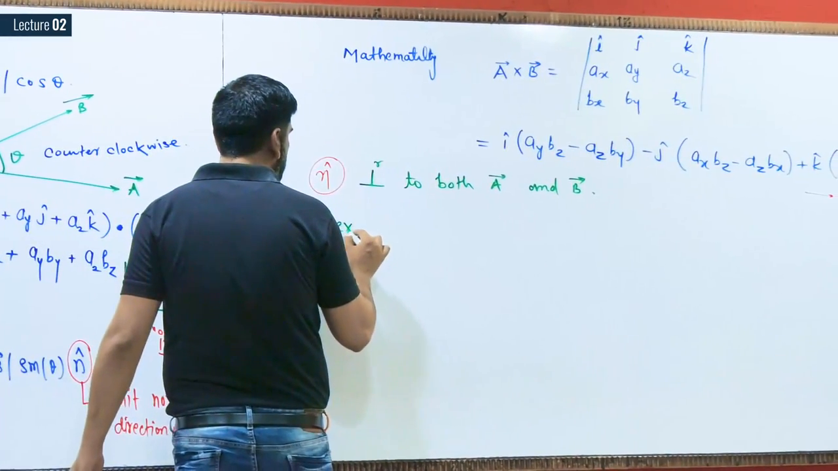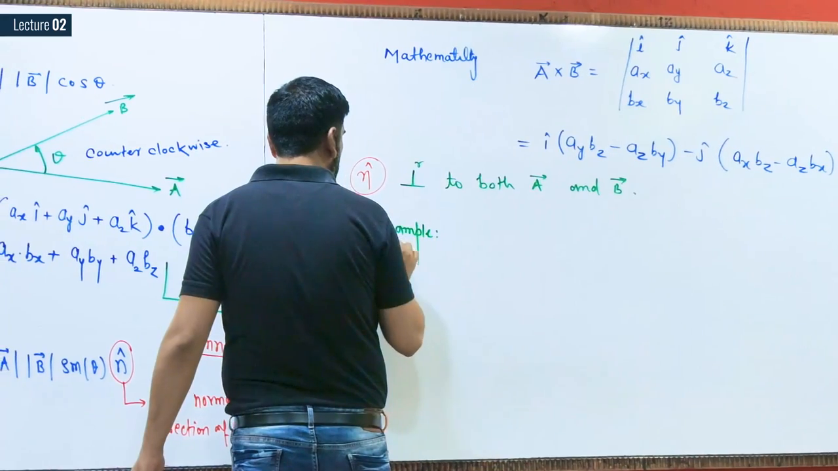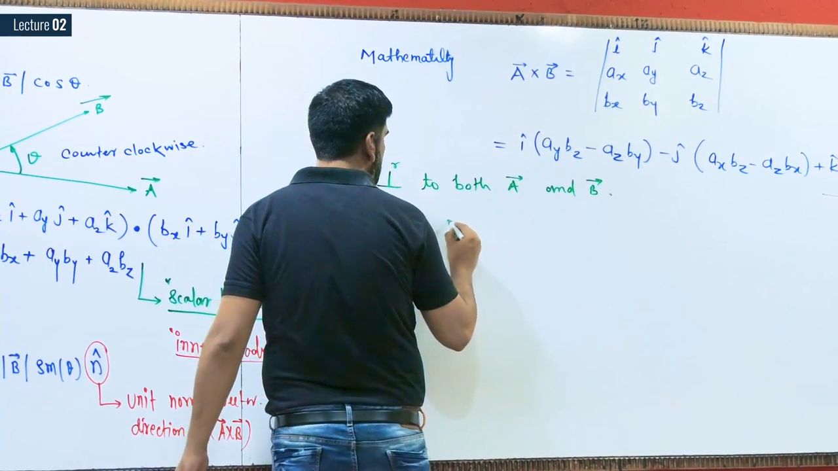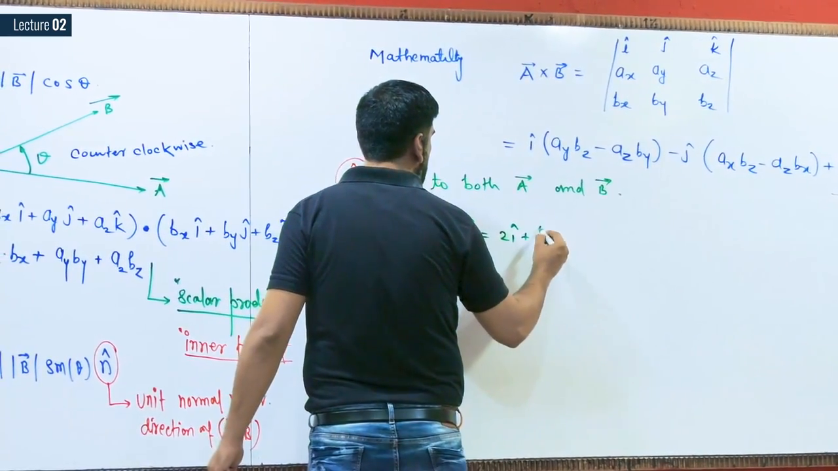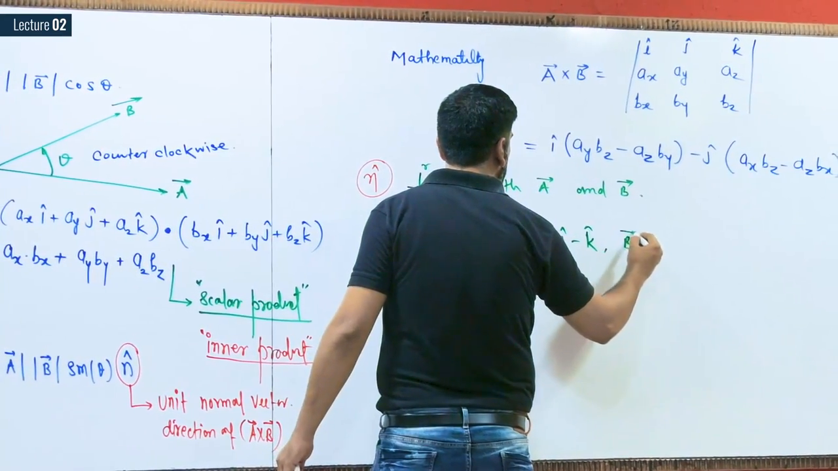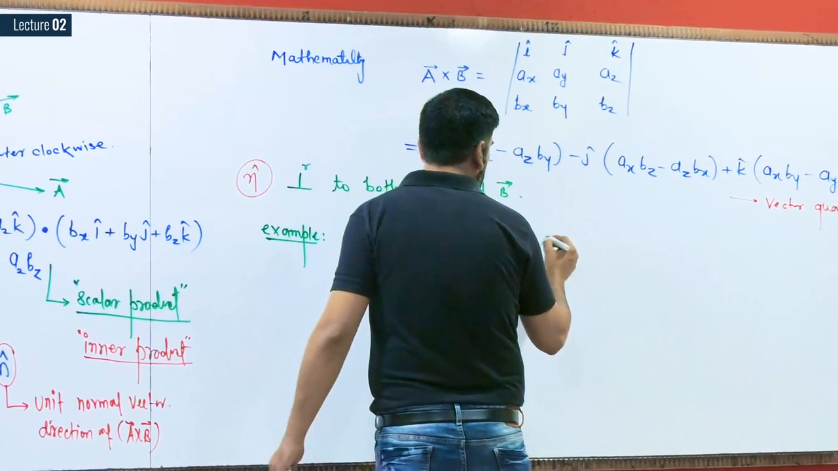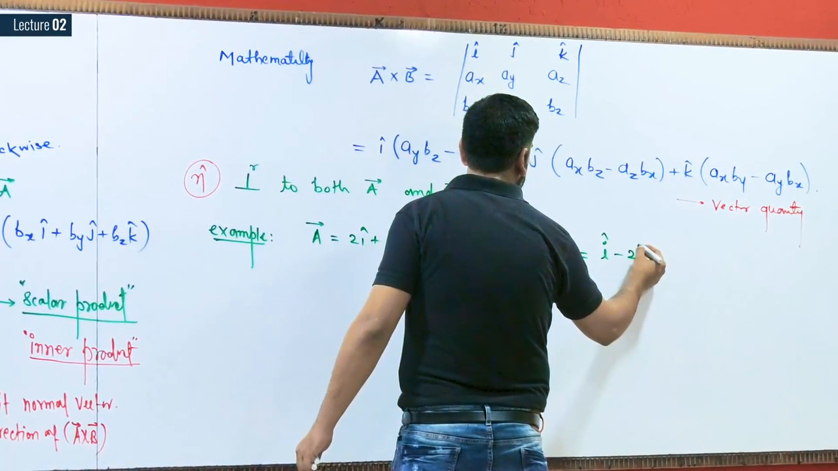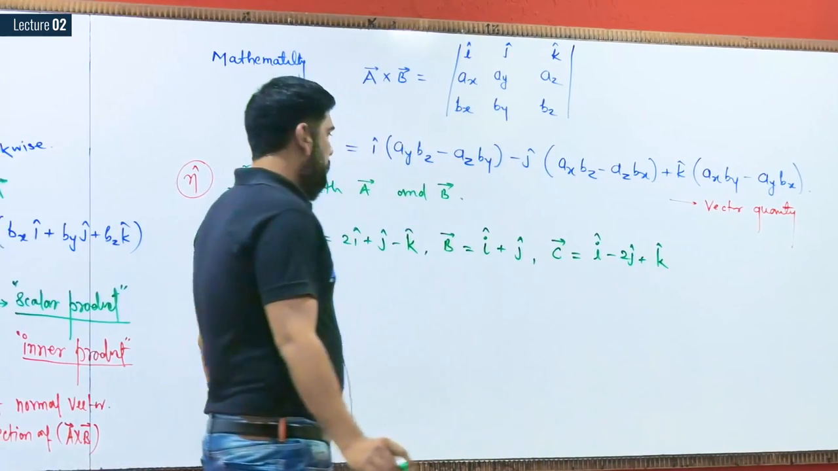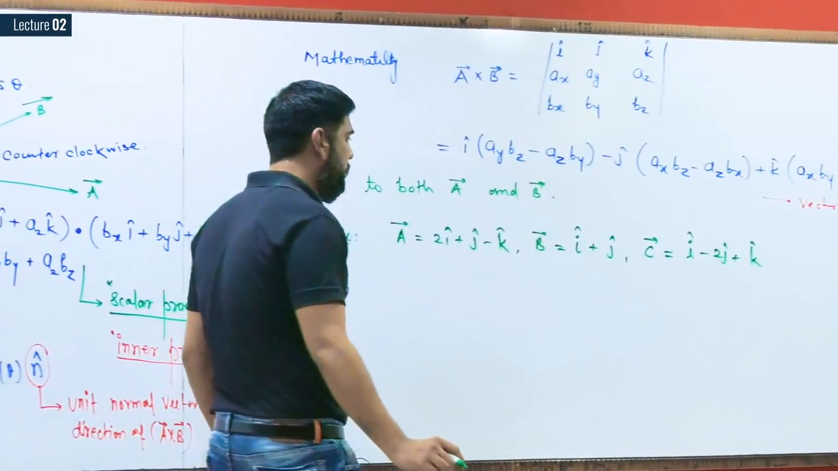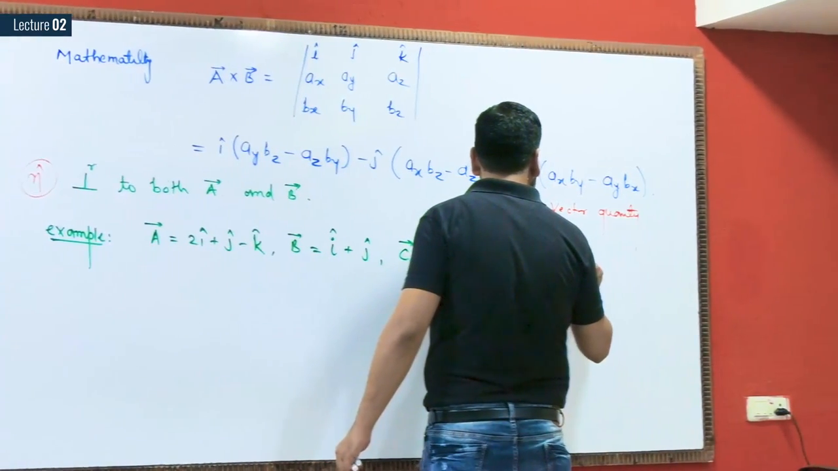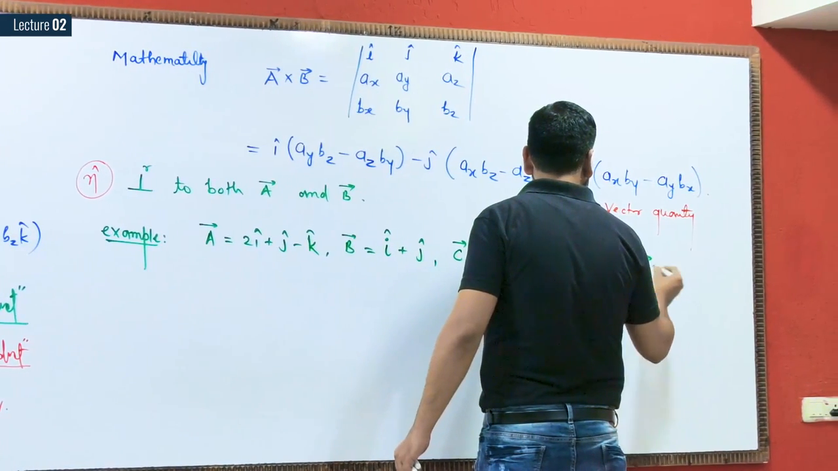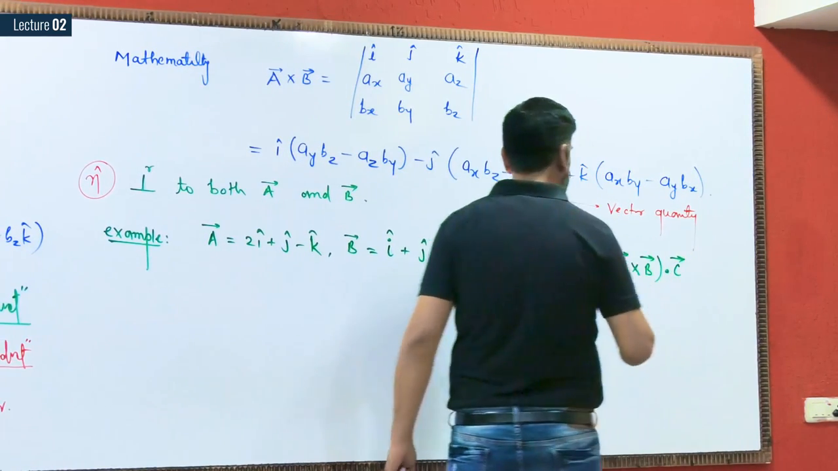So I am having an example for both dot product and cross product. Let us suppose vector A is equal to 2i cap plus j cap minus k cap, vector B is equal to i cap plus j cap, and vector C is equal to i cap minus 2j cap plus k cap. So we are having three vectors. Now the question is to find A cross B dot C.